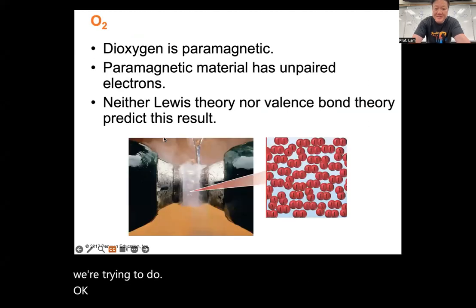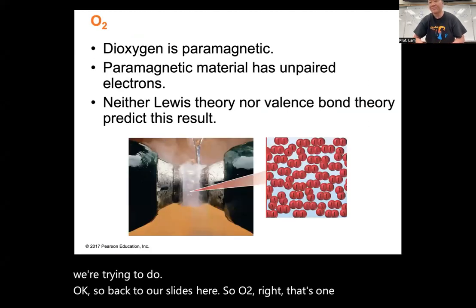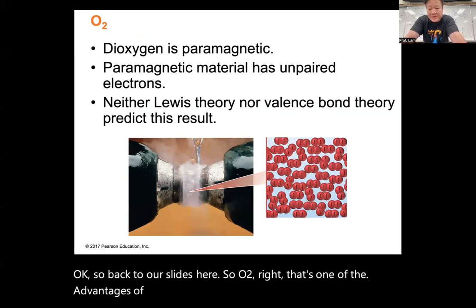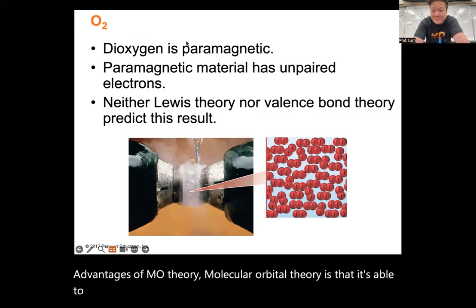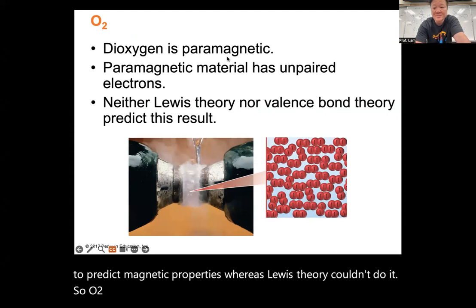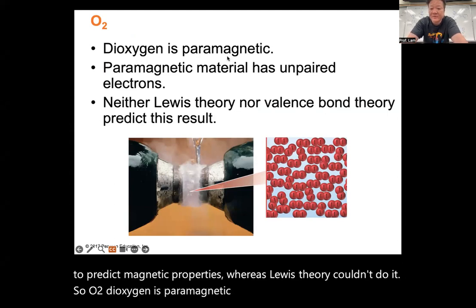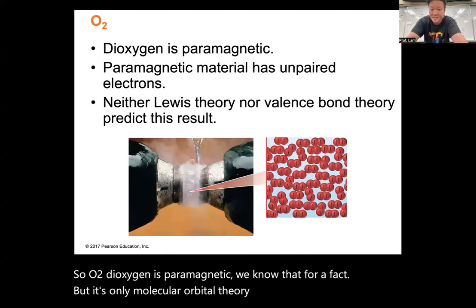Okay, so back to our slides here. So O2, right? That's one of the advantages of MO theory, molecular orbital theory, is that it's able to predict magnetic properties, whereas valence bond theory, Lewis theory couldn't do it. So O2, dioxygen, is paramagnetic. We know that for a fact. But it's only molecular orbital theory that actually predicts that.